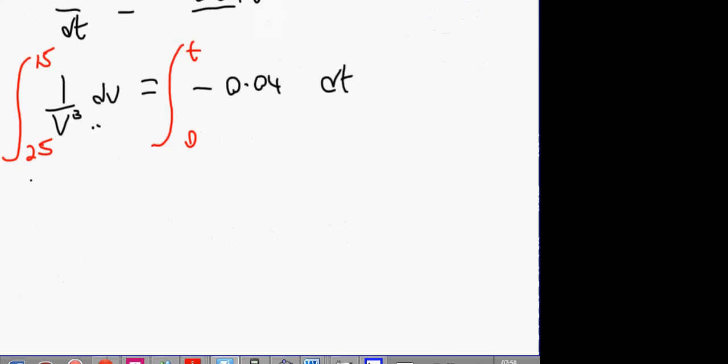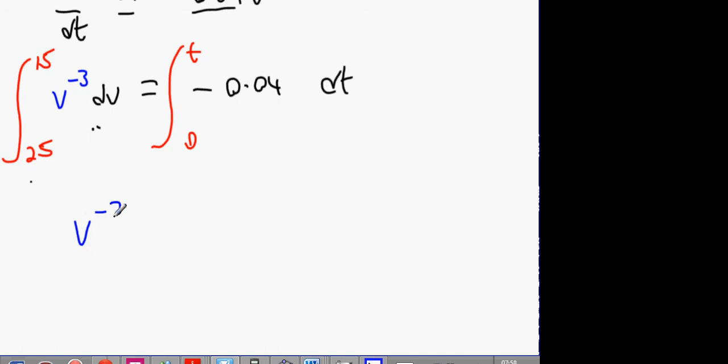Now we're going to integrate this. That is v to the minus 3. So when we integrate, the minus 3 is going to turn into a minus 2. We have to have a 1 divided by minus 2 in front, so it's basically minus a half v to the minus 2, and that goes from 15 to 25.